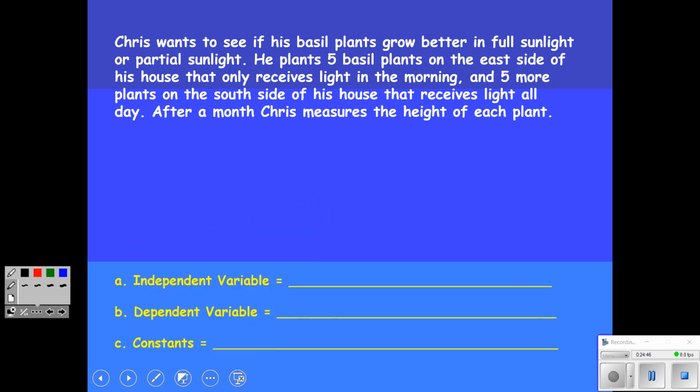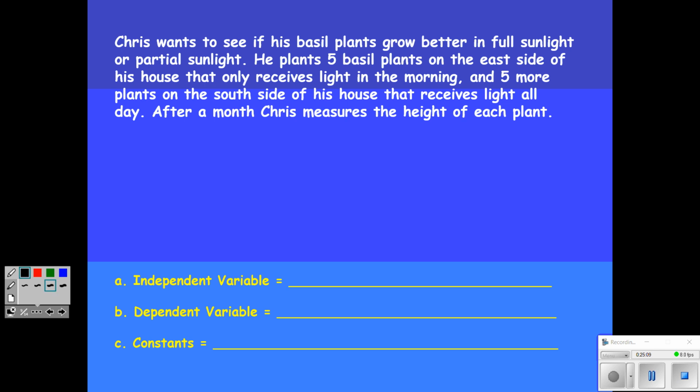Next example here, Chris wants to see if his basil plants grow better in full sunlight or partial sunlight. He plants 5 basil plants on the east side of his house that only receive light in the morning and 5 more on the south side of his house that receive light all day. After a month, he measures the height of each plant.